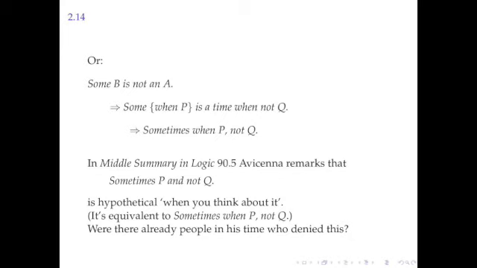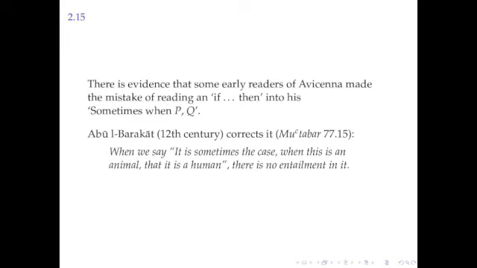Well, they're wrong, but it's interesting that the fact that Avicenna makes this remark suggests there may already have been people in his time who denied this. There's also evidence that some early readers of Avicenna's logic thought there must be an if-then somewhere in the sentence, "sometimes when P, Q." And in the 12th century, we find Abu Barakat explaining Avicenna's hypothetical logic, says, when we say it is sometimes the case when this is an animal that it is a human, there is no entailment in it.